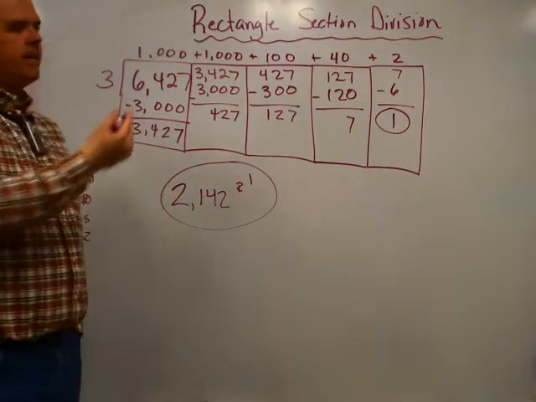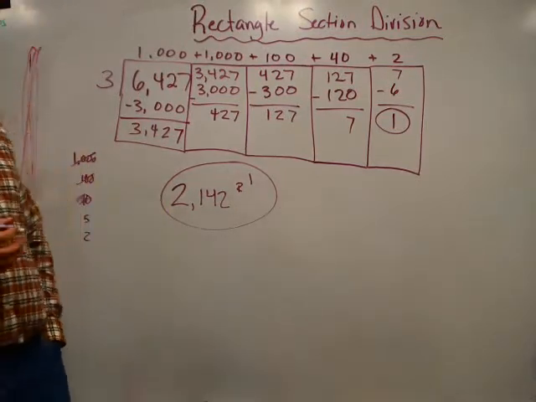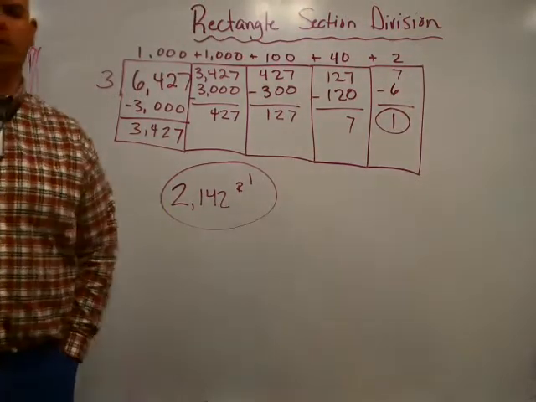And that's how you use the rectangle section division method for figuring out a 4-digit divided by 1-digit problem.